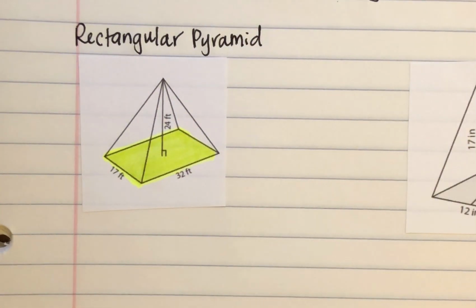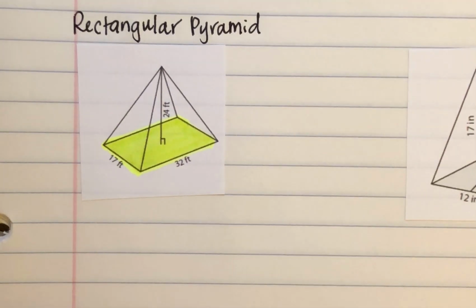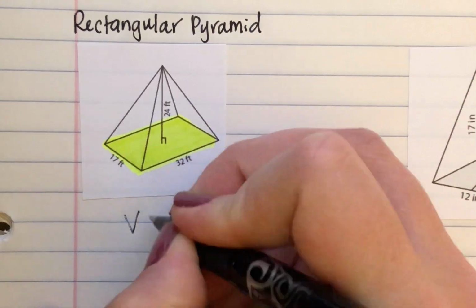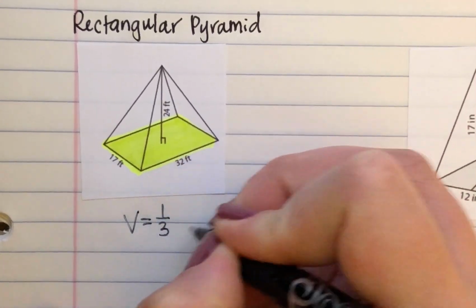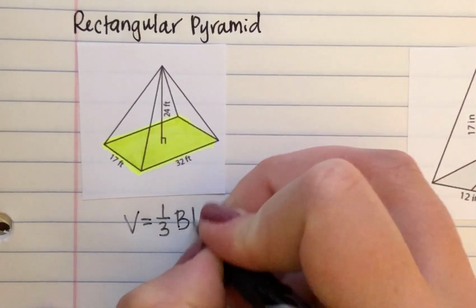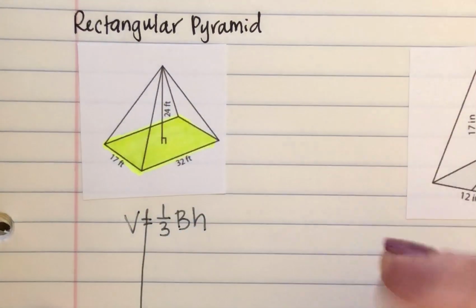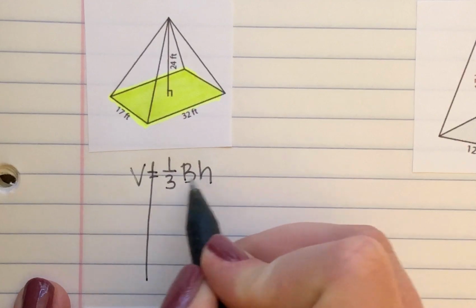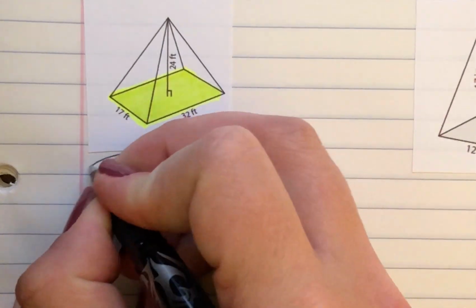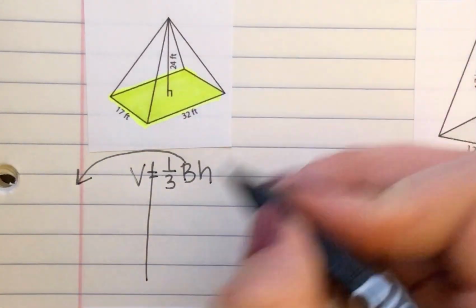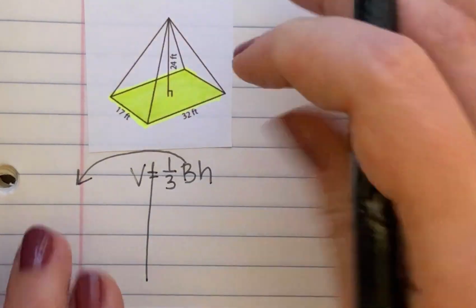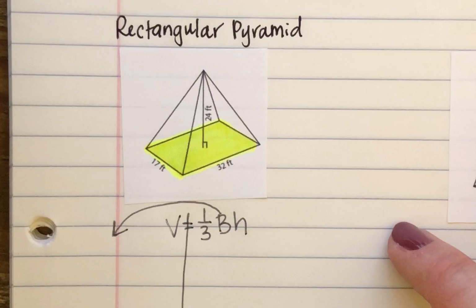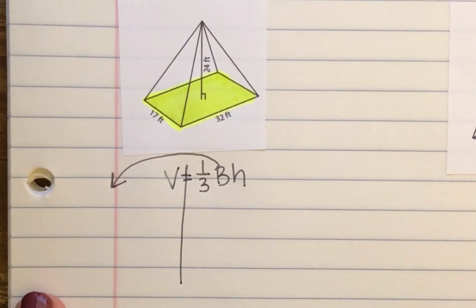So the very first thing that we're going to do as we're working this problem, I tell my students every single time, we're going to write the formula, V equals 1/3 capital BH, and then we're going to fill in what we know. We don't have any information to plug in yet because we need to find capital B. And remember, capital B, just like we wrote up here, was the area of the base.